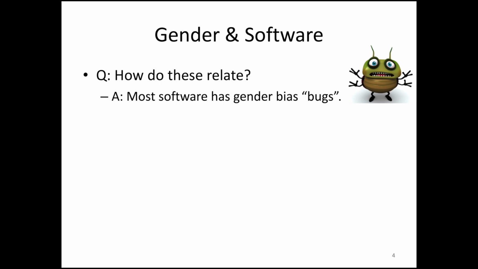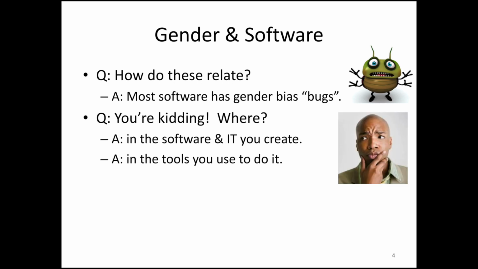It turns out that a lot of software has what I call gender bias bugs, or sometimes we call these gender inclusiveness bugs. And now we see this worried software developer, or maybe it's a UXer or a software manager, and they're thinking about their busy workload, and they say, "You're kidding, where are these?" And the answer is everywhere in most of the IT and software that people in the computing professions create. And furthermore, it's in the tools that people who create software use to do it. So this is pretty bad.